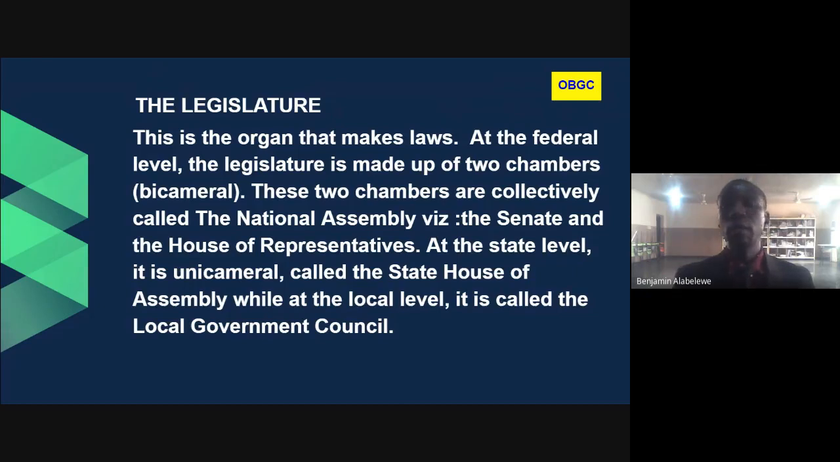At this point, let me quickly point out that we have three tiers of government in Nigeria. We have the federal, we have the state, and then we have the local government. So at the local level, the legislature is called the Legislative Council, the local government council, and is headed by a chairman. The members of that council are called the councillors. Okay, so let's move on.